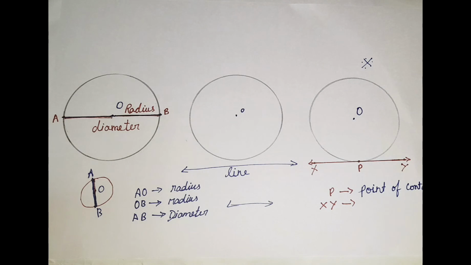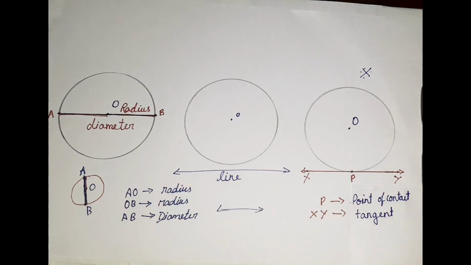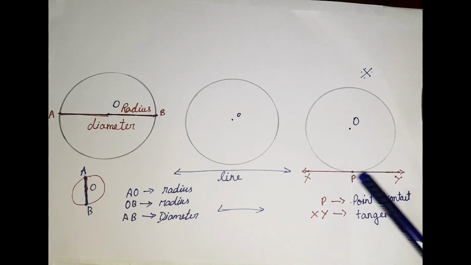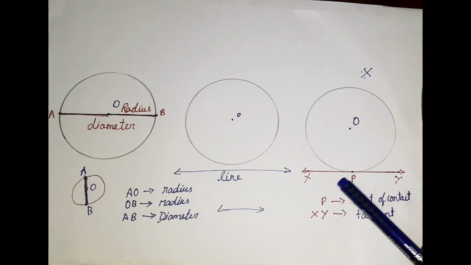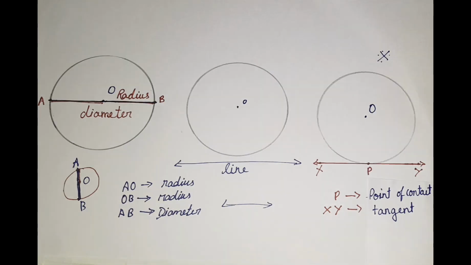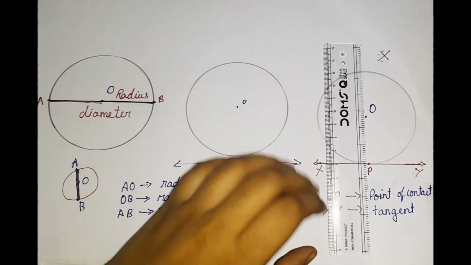P is the point of contact. I guess it is not visible. One second. Now I guess it is visible. P is the point of contact and XY is the tangent. So XY is this line. This is a tangent. This tangent is really important in this lesson, and in the theorem also. We are going to be focusing mostly on the tangent.